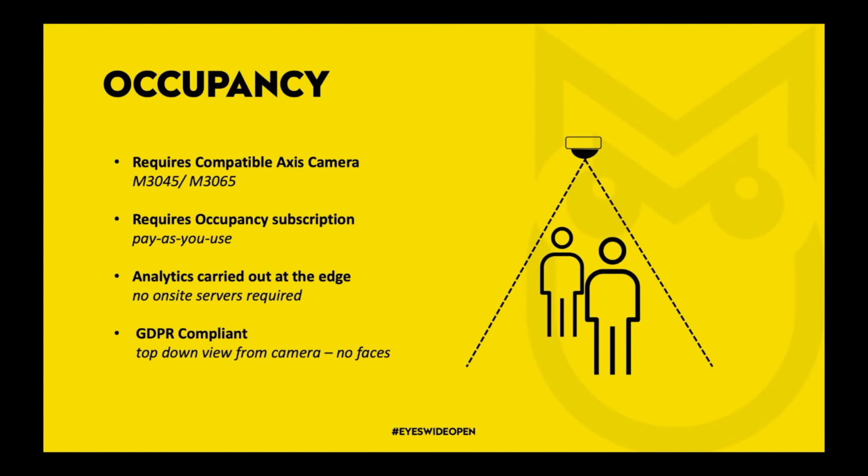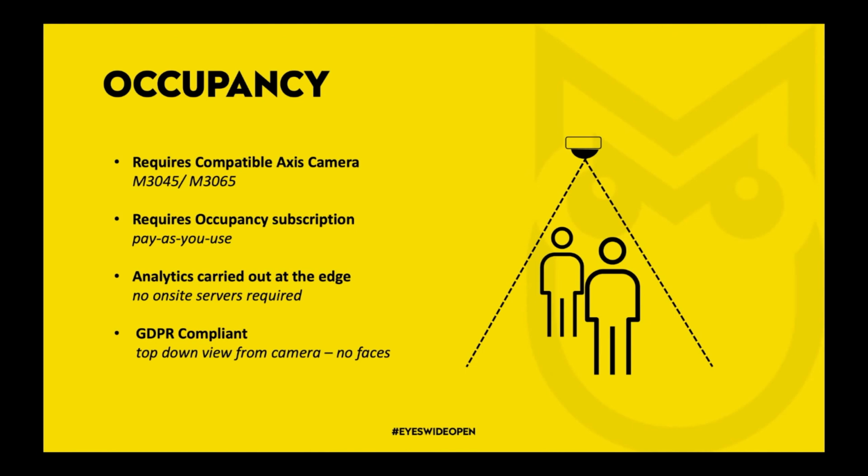It requires a subscription for the occupancy. As many of you are aware, Morphean runs a full subscription model, so it allows you to pay as you use. It helps your cash flow, more of an OPEX than CAPEX solution, and can be deployed fairly quickly by a wide network of partners.